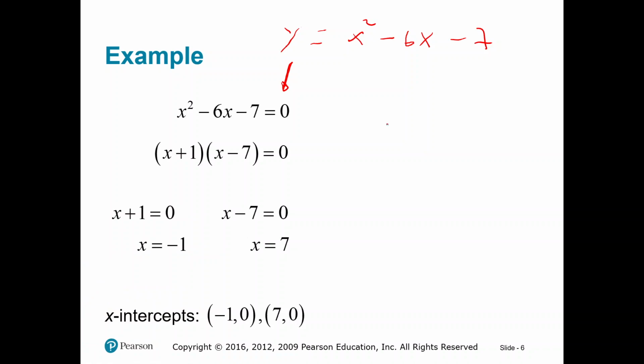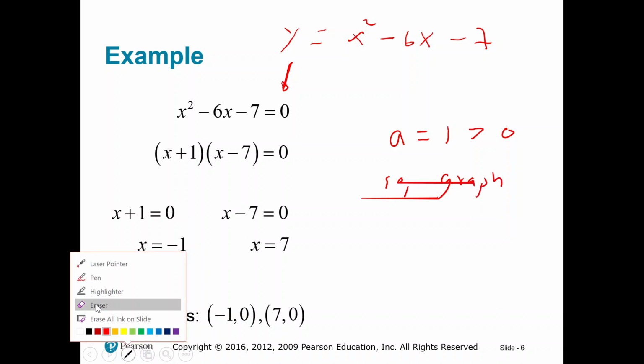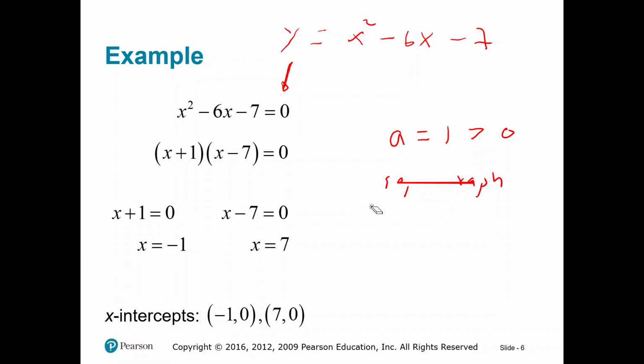Now a equals 1, which is bigger than 0, and so the graph opens up.